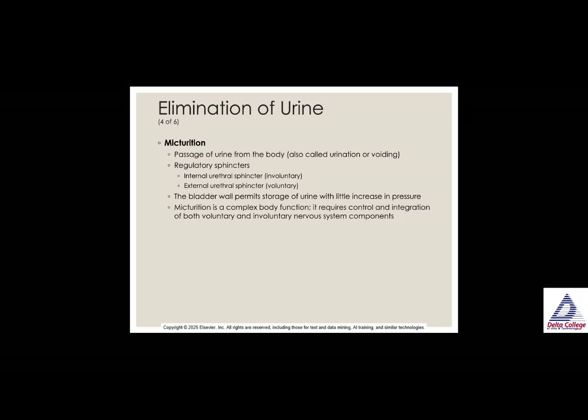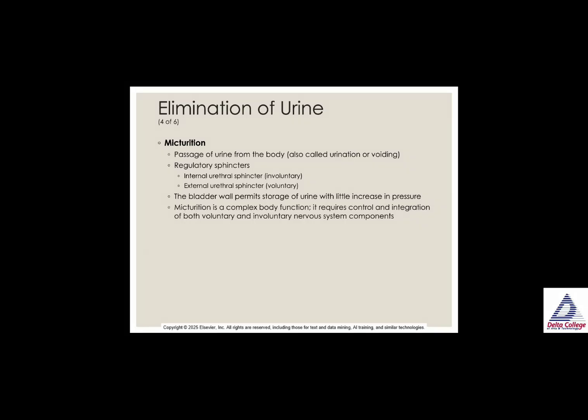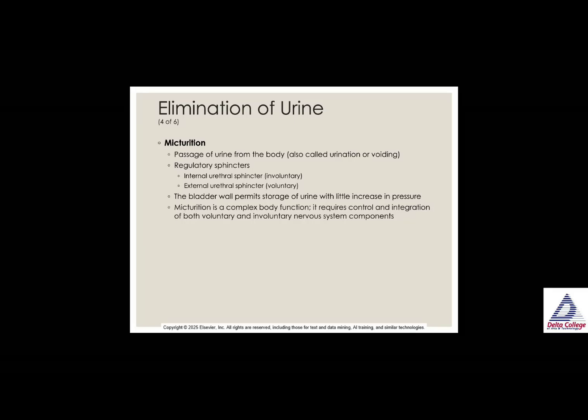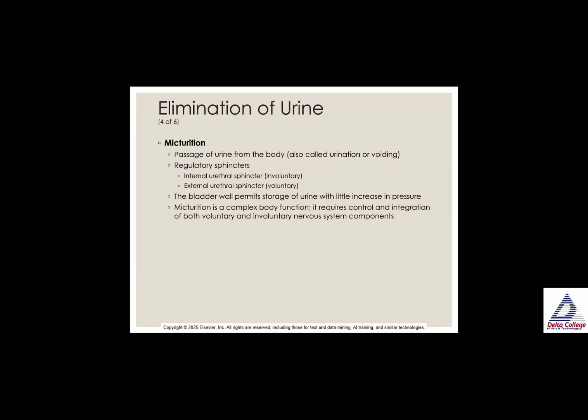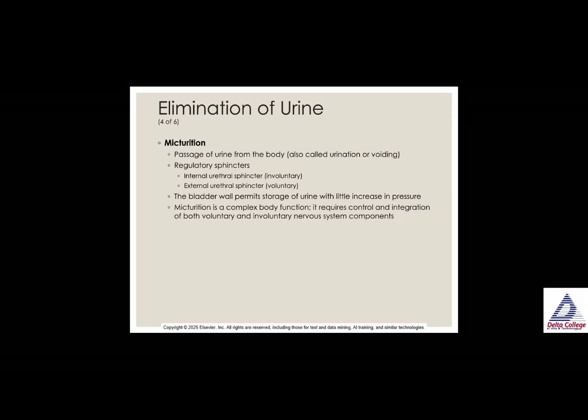There's regulatory sphincters. We have an internal urethral sphincter that's involuntary, and we have the external urethral sphincter, which is voluntary. That's why we can hold our urine for a while. The bladder wall permits storage of urine with little increase in pressure. And micturition is a complex body function. It requires control and integration of both voluntary and involuntary nervous system components.